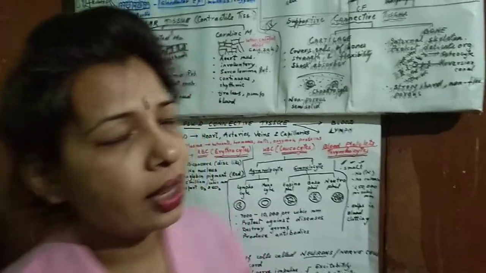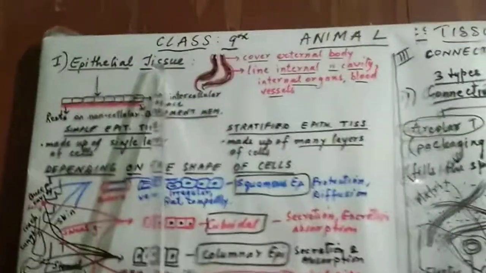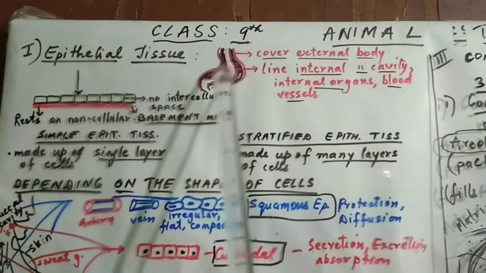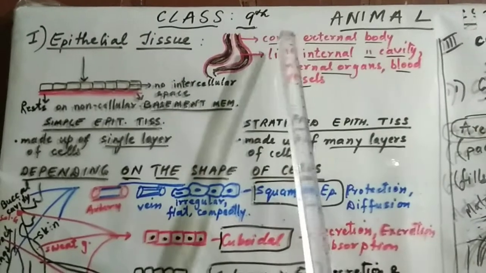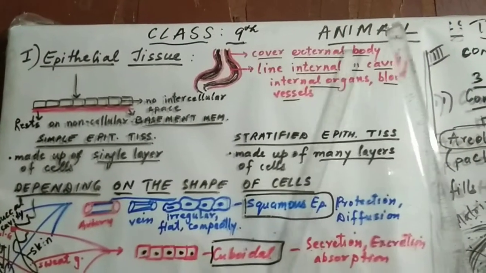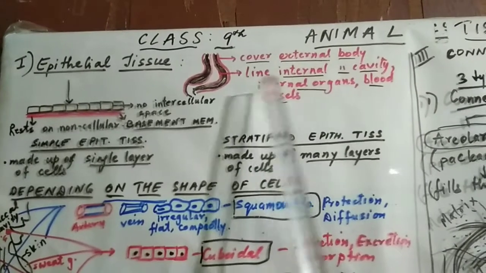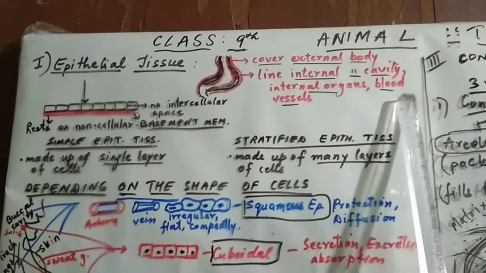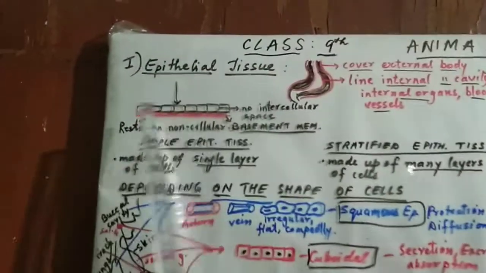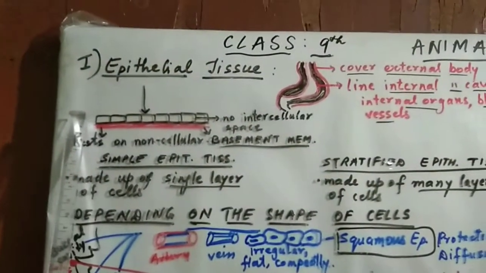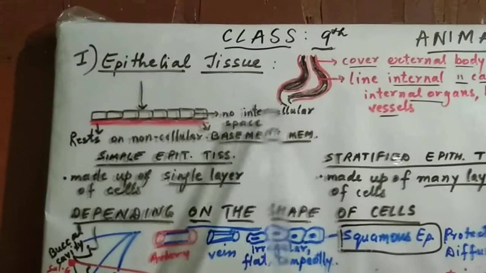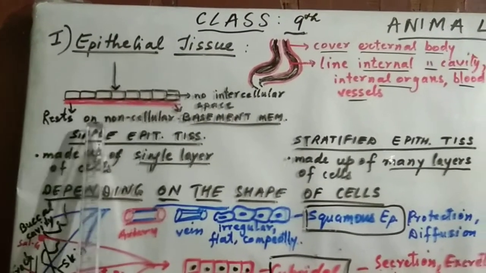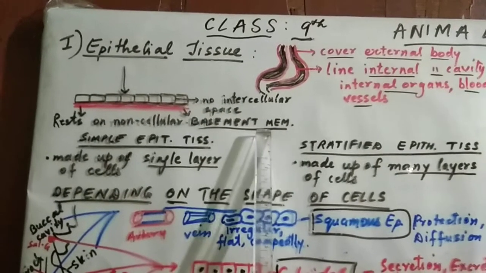The first one is called epithelial tissue. Epithelial tissue generally is present outside the organ as well as inside, lining the organs. So we can say epithelial tissue covers external body parts as well as lines the internal body cavity, or we can say internal organs as well as blood vessels. This epithelial tissue, which is made up of a single layer, has no intercellular space. Now, to give strength, it rests on the non-cellular basement membrane.